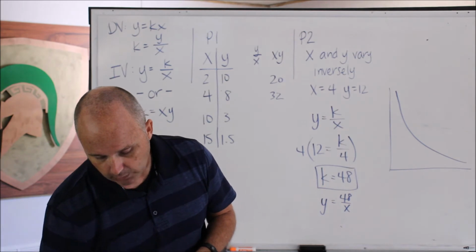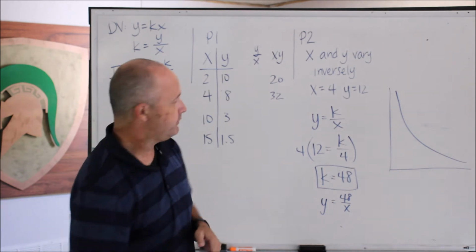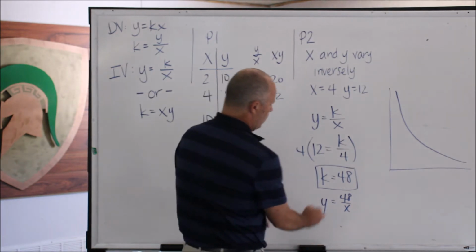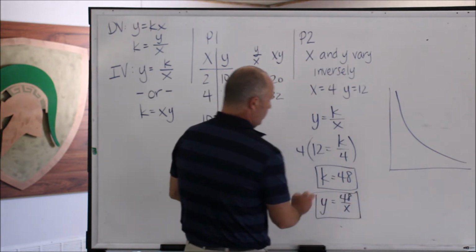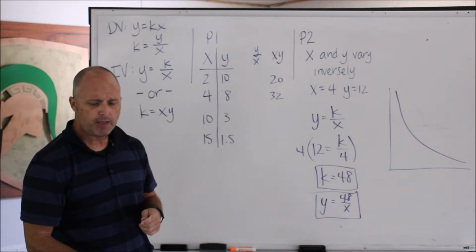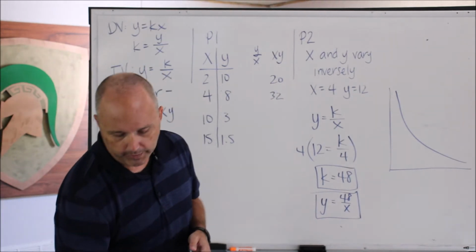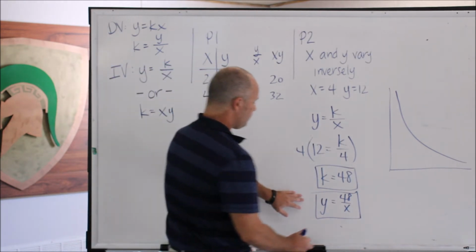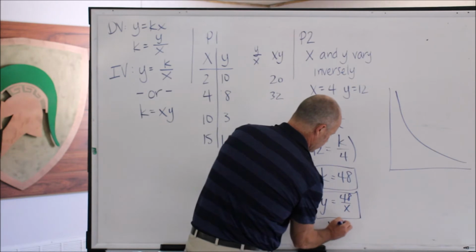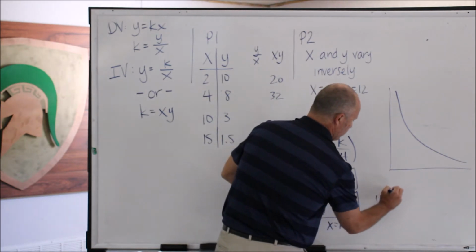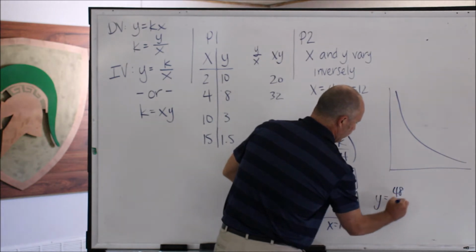Then in C, we're asked, what is y when x equals 10? So we're going to go back over here. We now have the function for our inverse variation. Now we want to find the value of y when x is equal to 10. So we simply substitute that 10 in for x. So y equals 48 over 10.